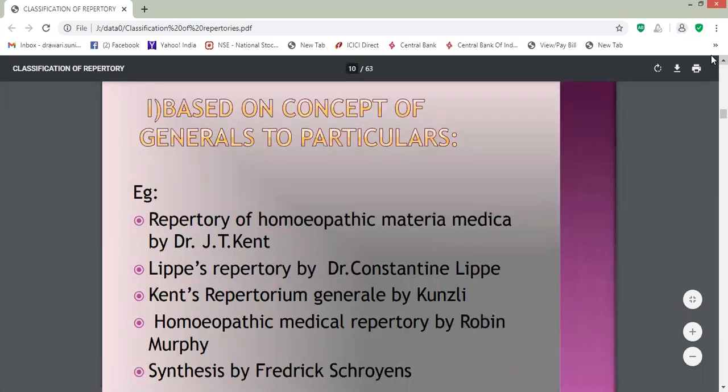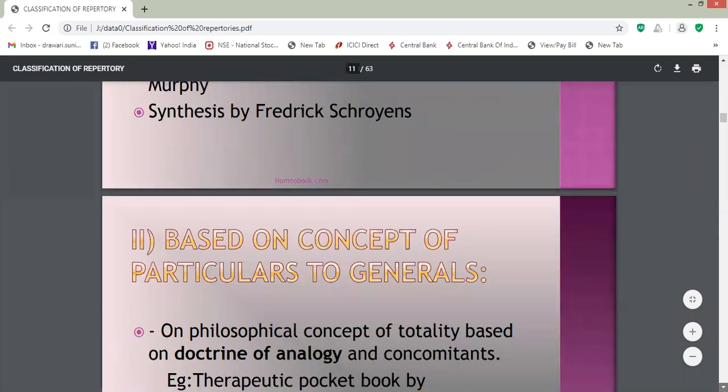Then based on the concept of generals to particular, the example is Repertory of Homeopathic Materia Medica by Dr. J.P. Kent, Lippe's Repertory by Dr. Constantine Lippe, Kent's Repertorium Generale by Tinsley, Homeopathic Repertory by Robin Murphy, and Synthesis by Dr. Frederick Stroyens. So these are the examples of repertories based on general to particular.